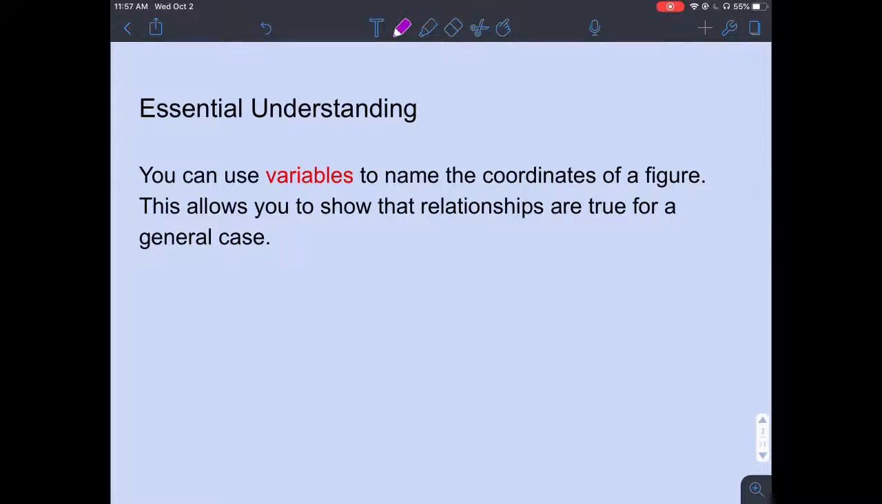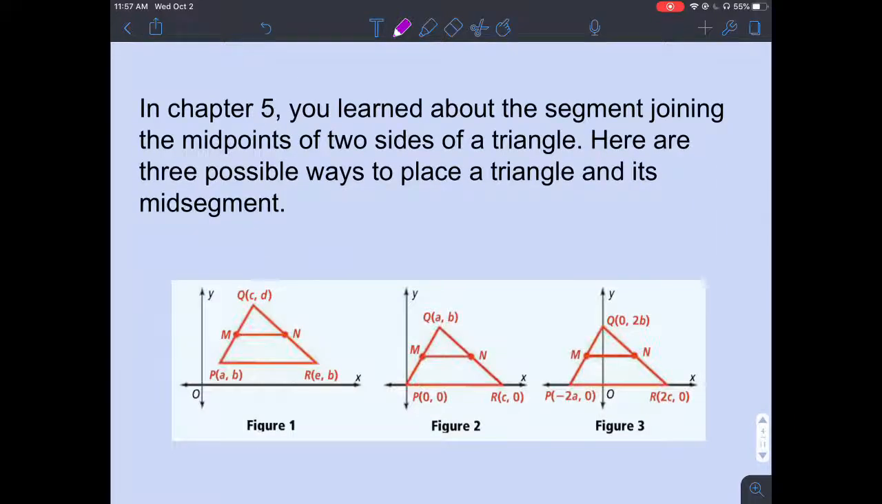So let's take a look at our first case. In chapter 5, we learned about the segments joining the midpoints of two sides of a triangle. Here are 3 possible ways to place a triangle and its midsegment. You have figure 1 where the triangle is placed in the first quadrant. Figure 2 is also in the first quadrant, but the bottom side of the triangle, the base of the triangle, is on the x-axis. And in figure 3, it's on the x-axis, but it's also split by the y-axis.